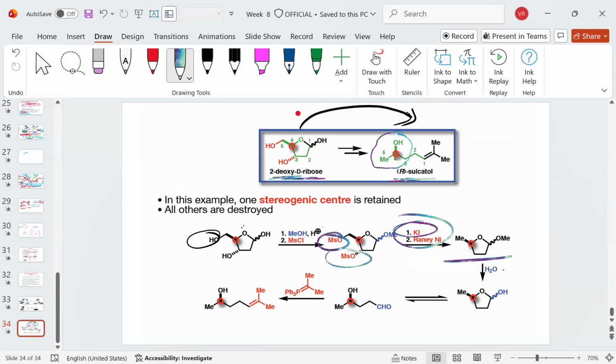The next step is hydrolysis. So what happens? This is now methanol. If you treat it with water, again this can be converted back into the OH. Further, what happens? So this one is in equilibrium. You can see these two compounds are in equilibrium.